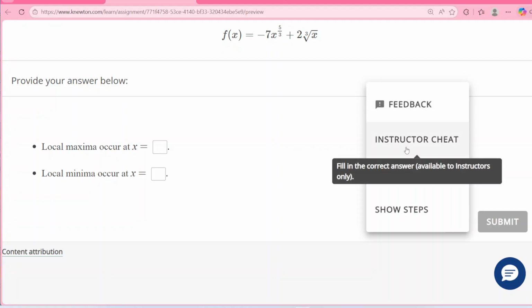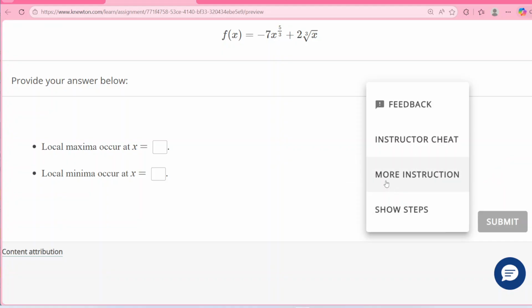I hope it's obvious that you will not have the instructor cheat button. It's for instructors only, demonstration purposes only. But you will see a more instruction button. So if you're working on an objective and you don't recall the material too well, or you'd like to study it further, you can click on more instruction, open up the instruction, and you'll be given reading to do or videos to watch, or both, related to that particular objective, and hopefully that will help you get through the assignment.